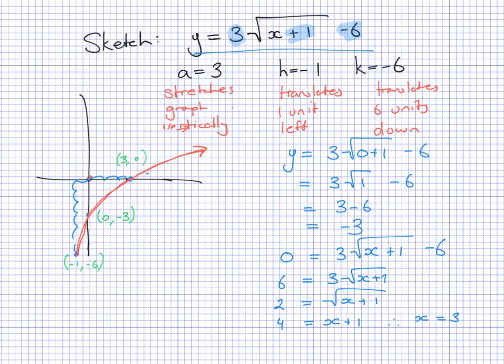3, 0. And the final step is to label the graph with the equation we used to graph it. All right, so in recap: identify the changes, calculate the points of interest on the graph, do a quick sketch, and label everything you need.